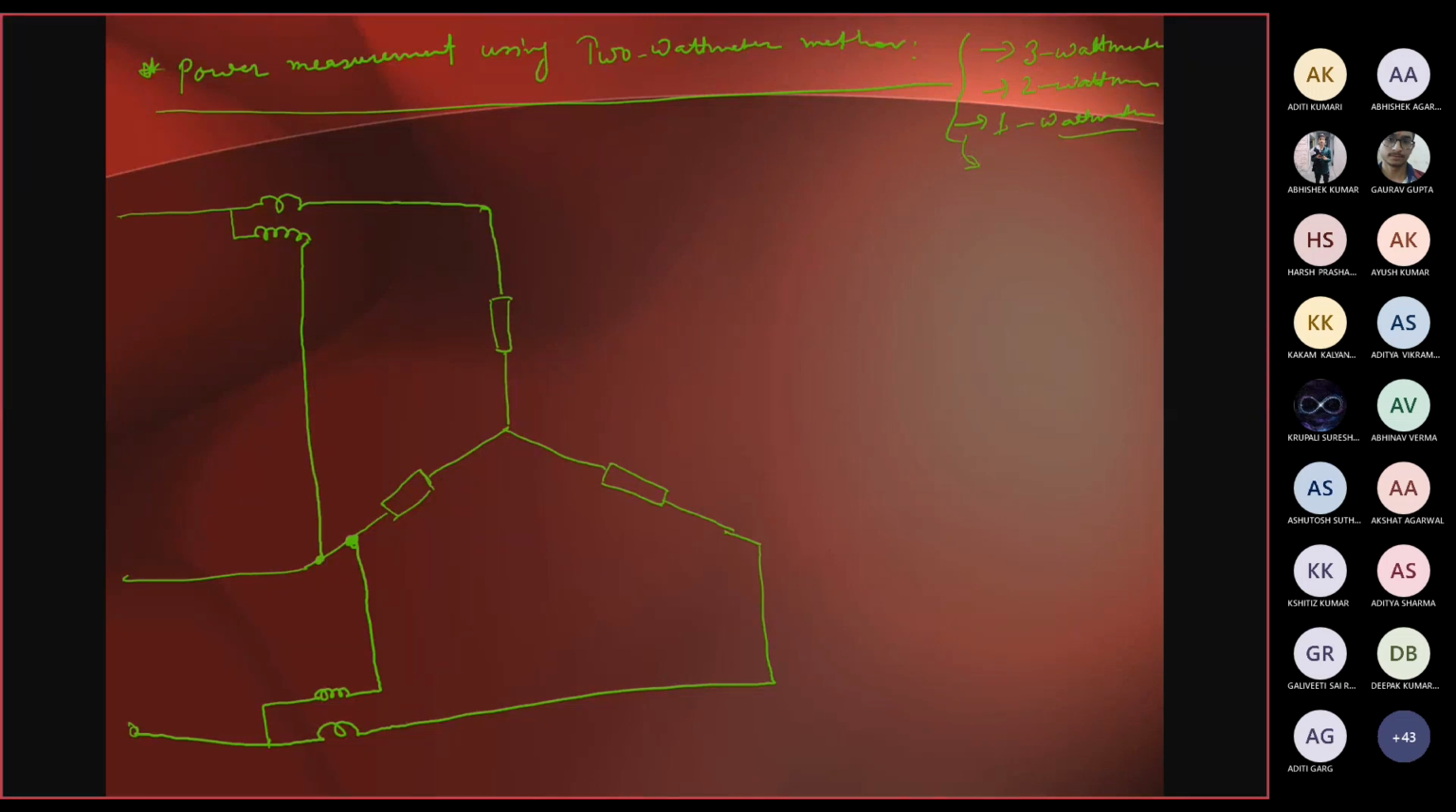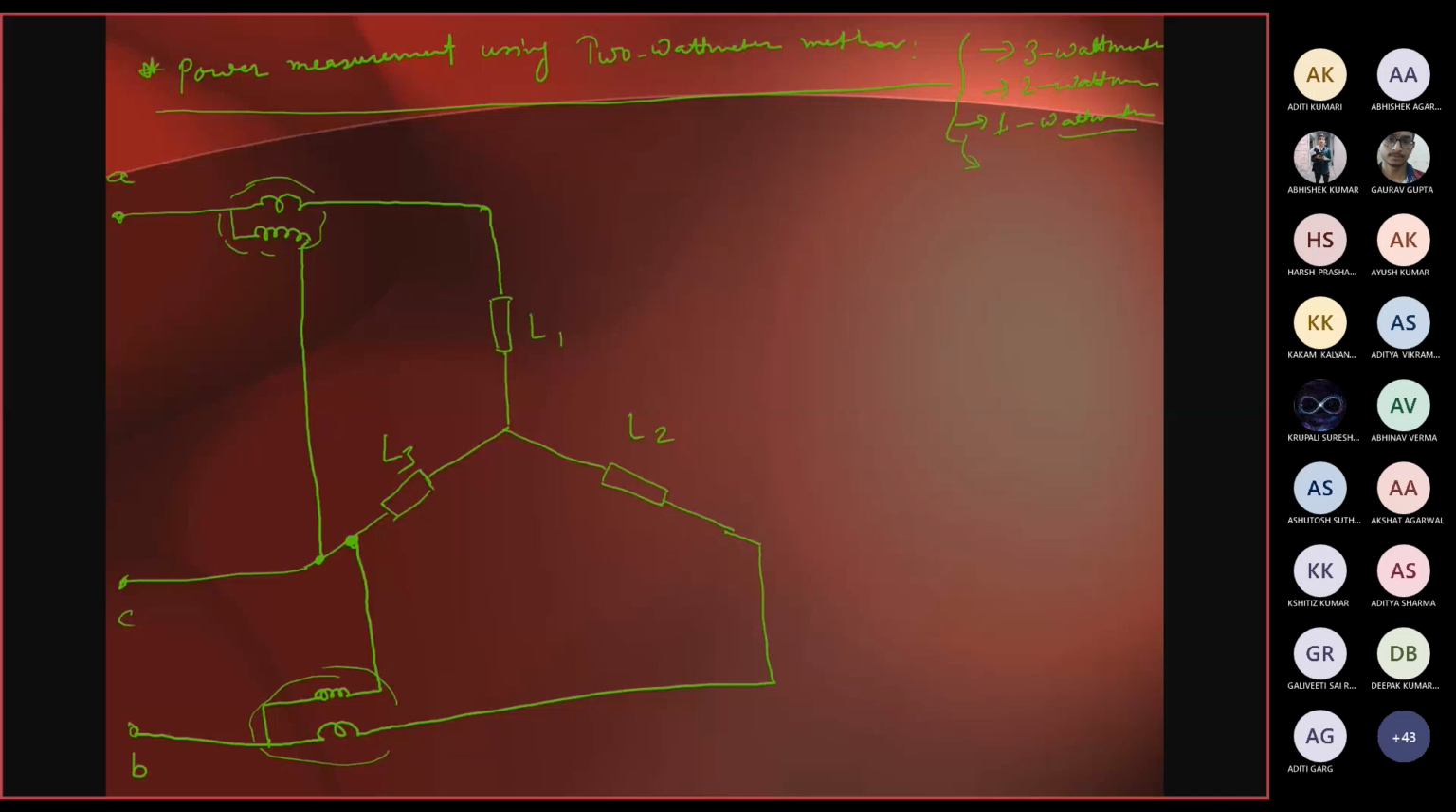Suppose this is your A phase, then this is your B phase, and this is right. And these are the three loads. Let us consider it as L1, L2, L3, or LA, LB, LC, whatever you want to consider. Now, here this is the symbol of a wattmeter. All of you know that. This is a wattmeter representation.